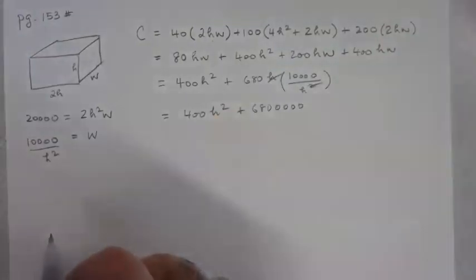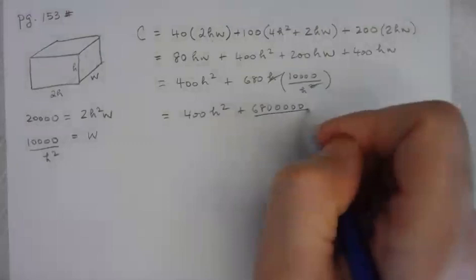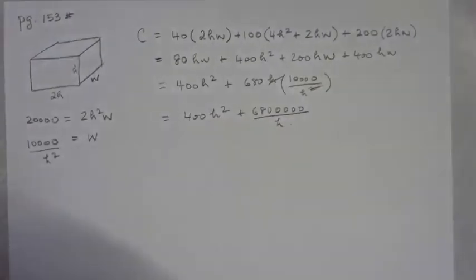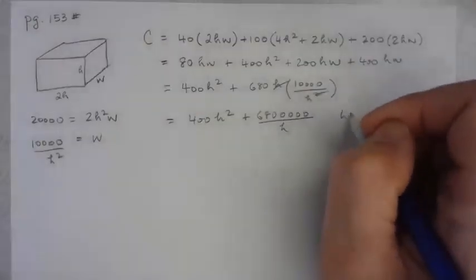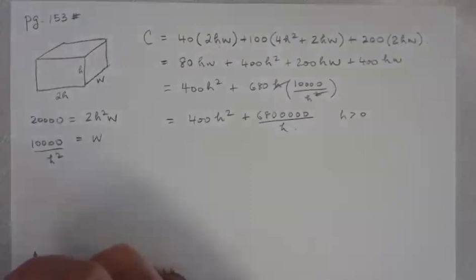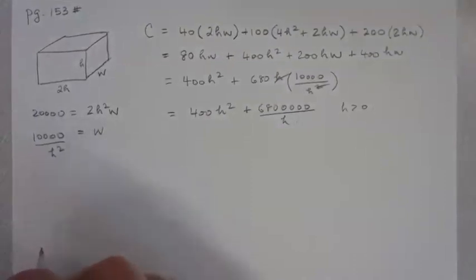Oh, all over H, of course. Okay. And I think this is as simple as we're going to get it. And of course, H is going to have to be greater than 0. So we don't have a closed interval this time. Okay. Any questions so far?